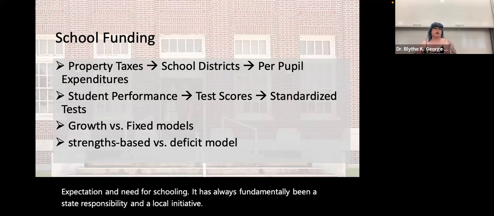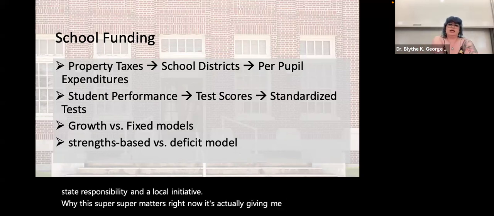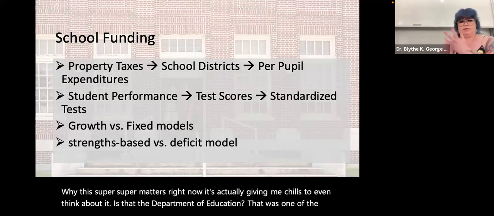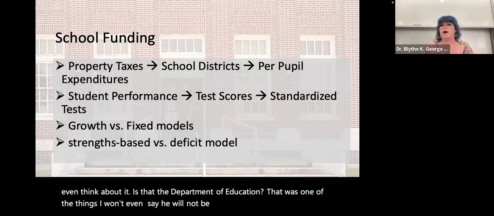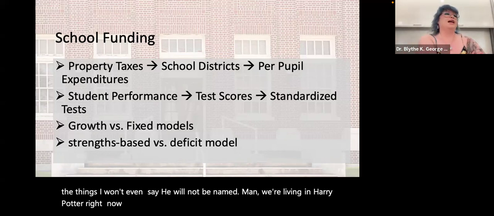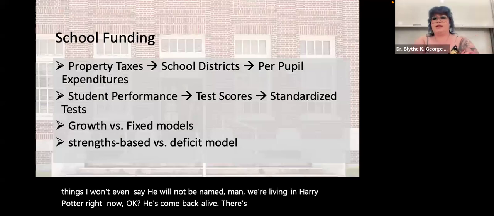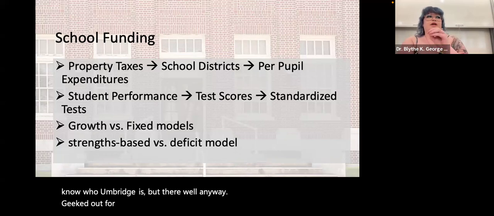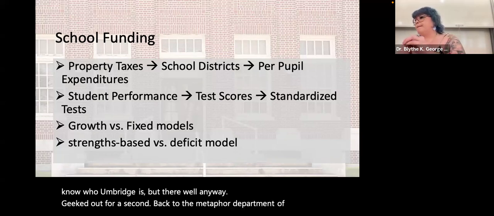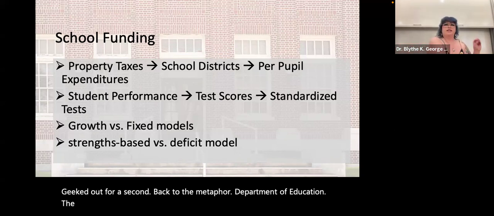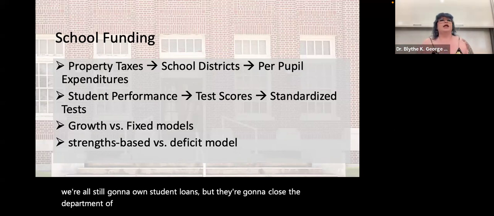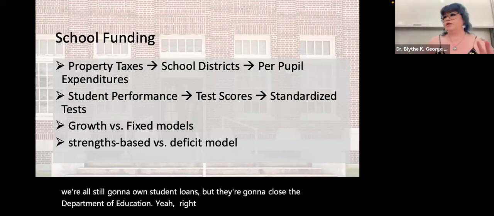Why this matters so much right now, it's actually giving me chills to think about it, is the Department of Education. He will not be named. We're living in Harry Potter right now. He's come back alive. There's people, I don't know who Umbridge is, but anyway, I geeked out for a second. Back to the metaphor: the Department of Education. It's messed up that he's even talking about it. What's even more messed up is that somehow we're all still going to owe student loans, but they're going to close the Department of Education. That's another fight for another day.